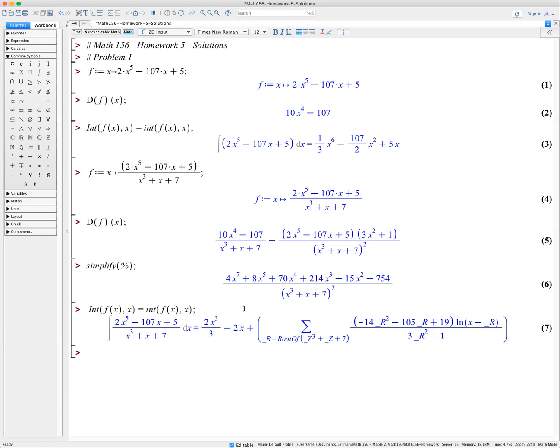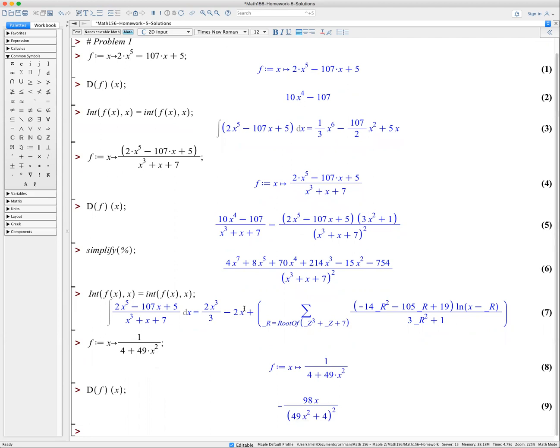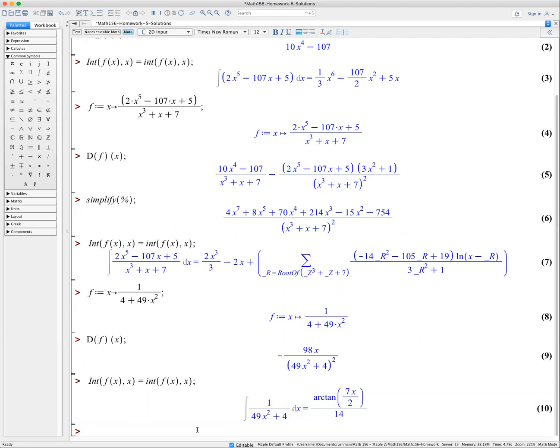Let me just do part D. If we take f to be x goes to 1 over 4 plus 49 times x squared, the derivative of this rational function evaluated at x is that. And the integral is an arctangent: 1 over 14, the arctangent of 7x over 2.